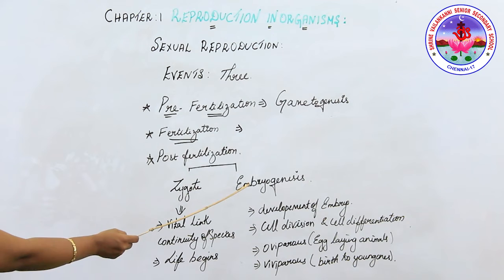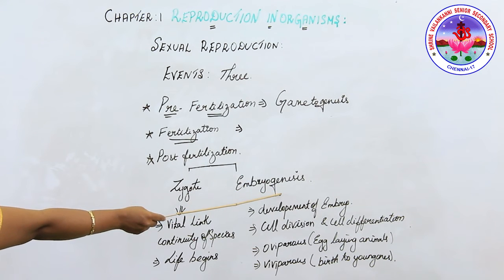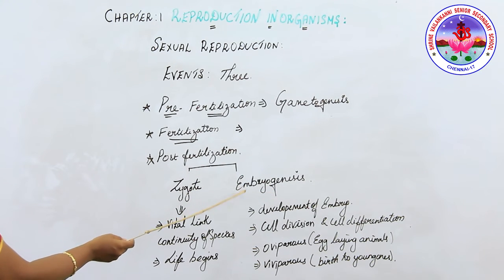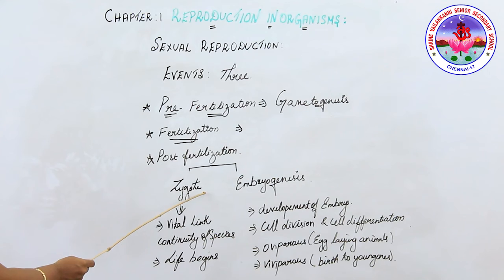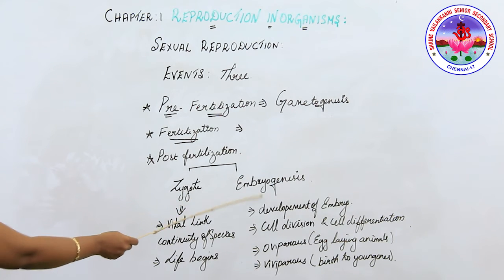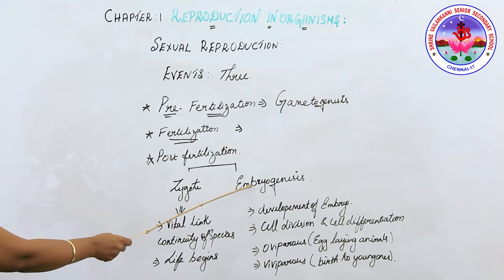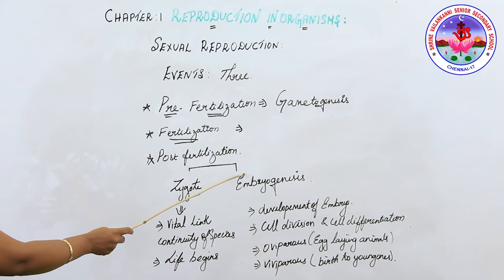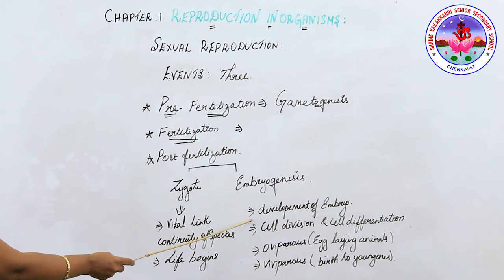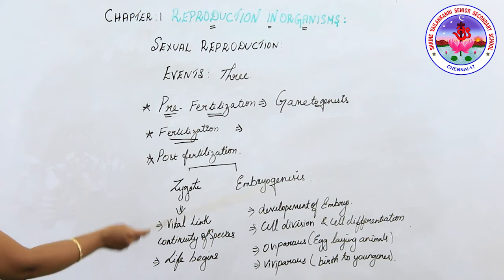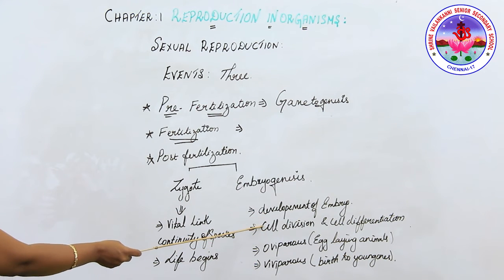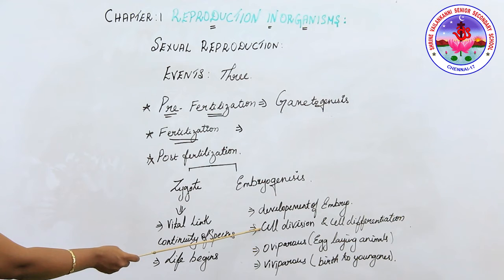So here, genesis is the formation of embryo. It also refers to the process of development of the embryo from the zygote. The zygote undergoes a lot of cell differentiation and growth, and developmental processes occur. So it results in the process called embryogenesis. During embryogenesis, the zygote undergoes cell division, and cell division and cell differentiation occur.